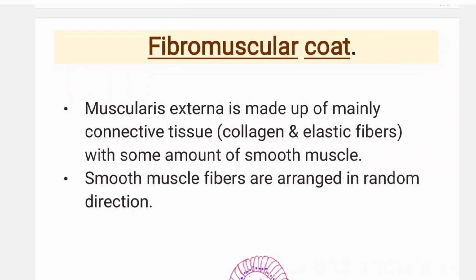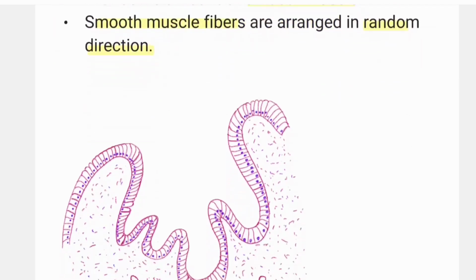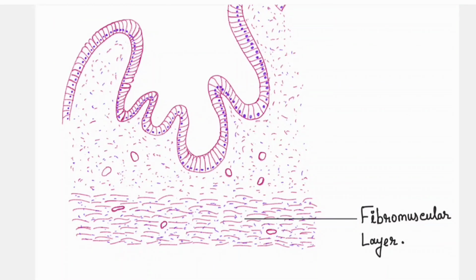Now the fibromuscular coat, the muscularis externa, is made up mainly of connective tissue. What are these connective tissues? They are collagen and elastic fibers with some amount of smooth muscle. So here we can see the muscularis externa is made up of both connective tissue and smooth muscle. This is known as the fibromuscular coat. The smooth muscle fibers are arranged in random directions. There is no proper arrangement. So this is the fibromuscular layer or the fibromuscular coat.